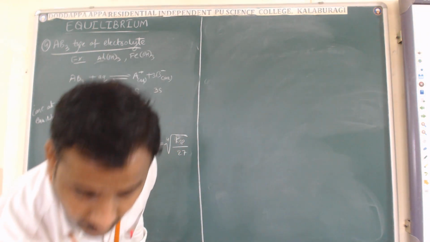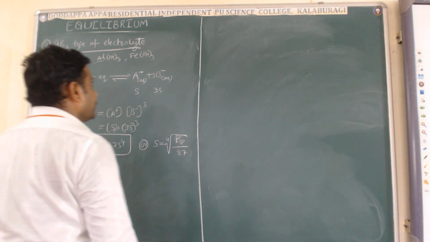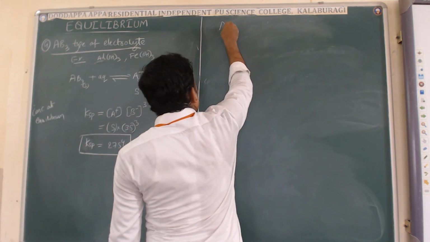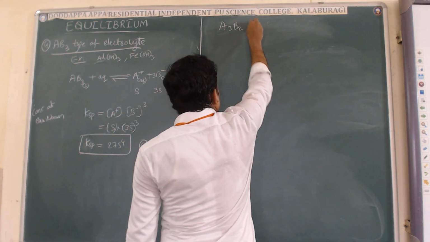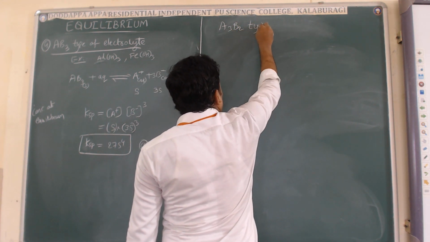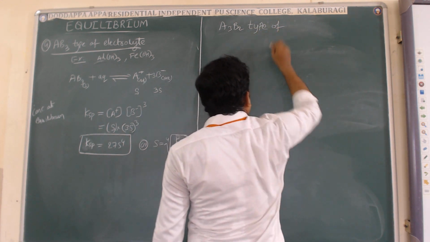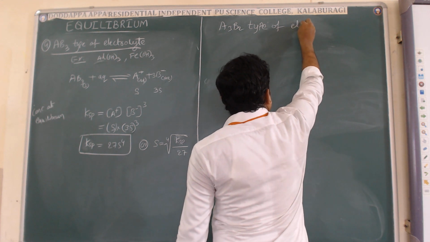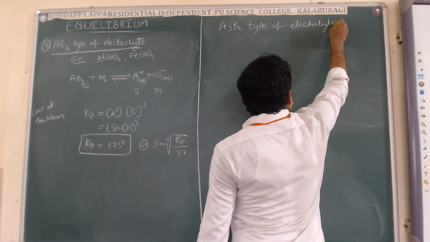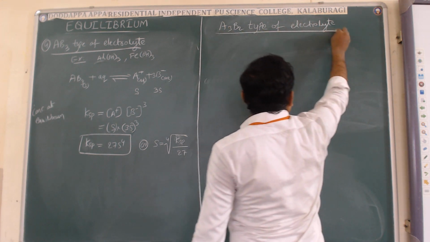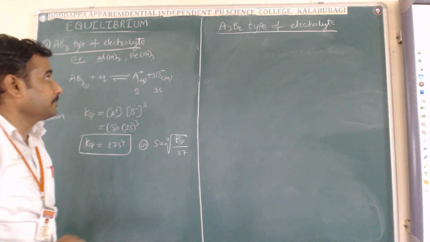Next one we are discussing. The next type of electrolyte is the A3B2 type of electrolyte. What is the meaning of A3B2 type of electrolyte?